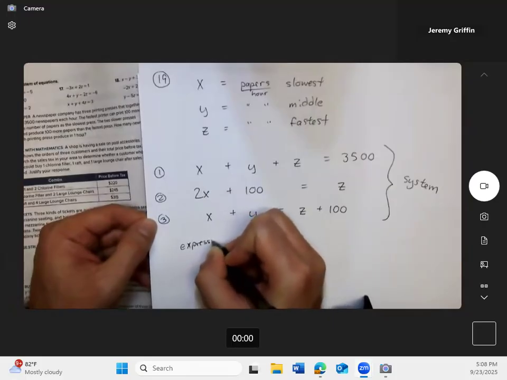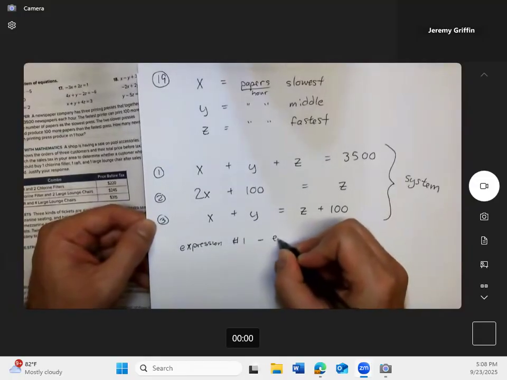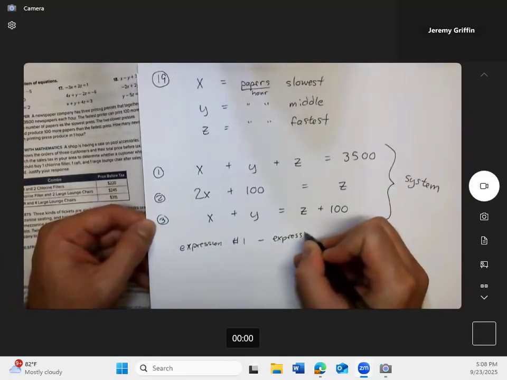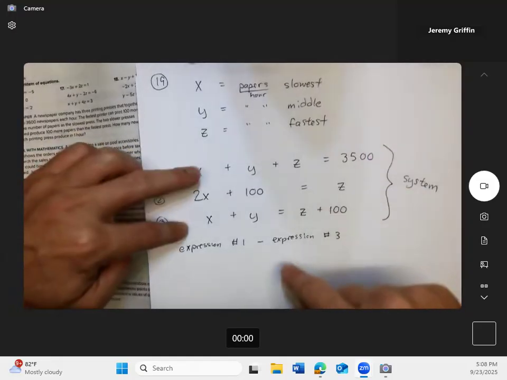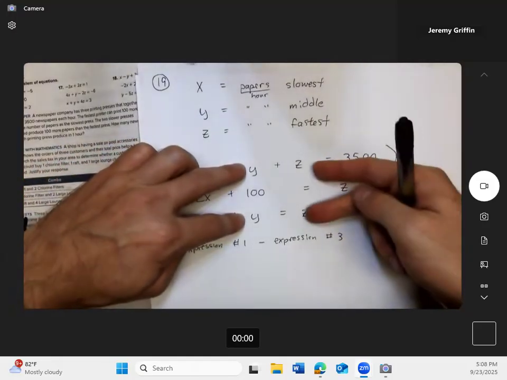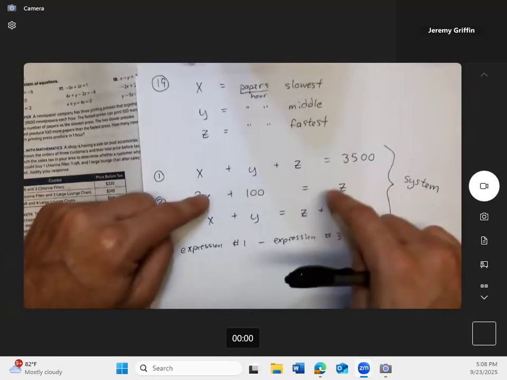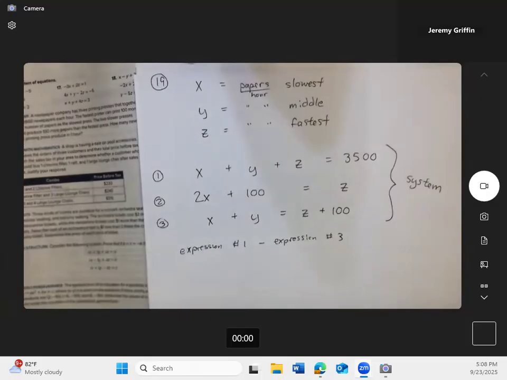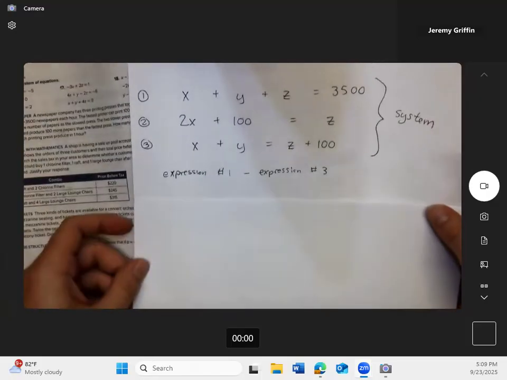So if I do expression number 1 minus expression number 3, if I do this minus this, watch what happens. The x's and the y's go away, and I can immediately solve for z. Once I get z, I can get x, and once I have z and x, I can get y. Boom, boom, boom. I see the whole chain of dominoes lined up. Here, let's break out a new paper for this one.